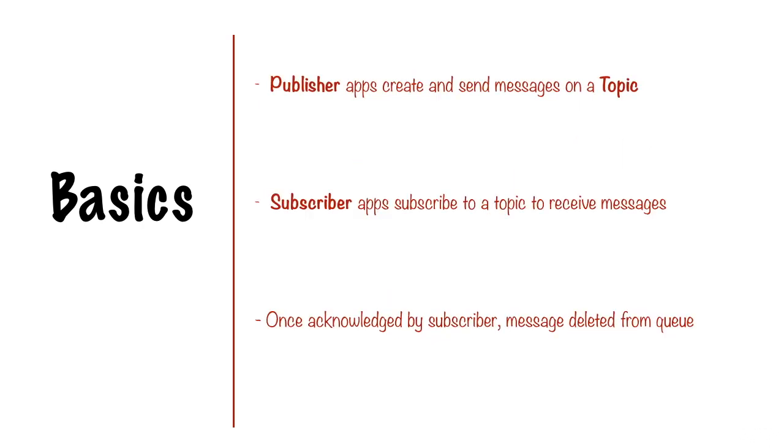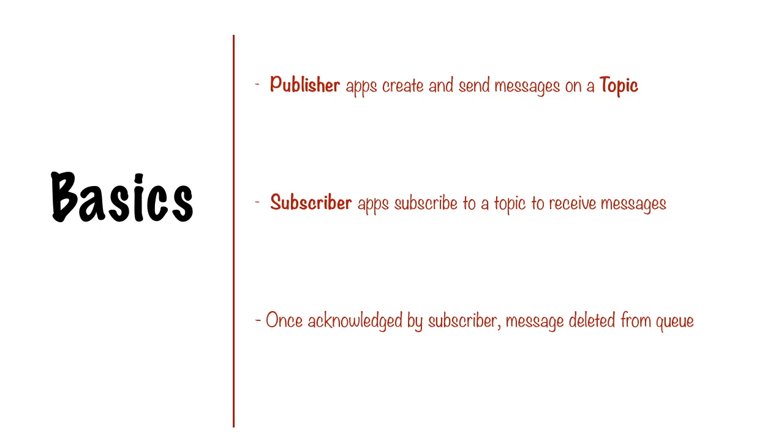So, at a high level, that's what's going on in PubSub. Publisher apps create and send messages to a topic. Subscriber apps subscribe to a topic. They will then receive all messages on that topic. Once a message has been acknowledged by a subscriber, it will be deleted from the corresponding queue.